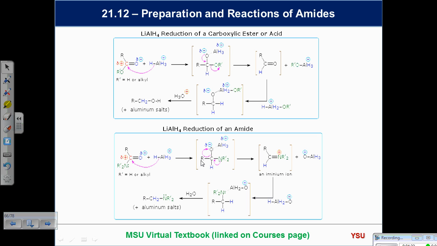The difference at the bottom is at this step. We add the hydride in the same way that we have done for the ester. But when we get to the tetrahedral intermediate, we have a choice of which to lose. Do we lose the O or do we lose the N? Now in this case, it seems like we lose the O instead.